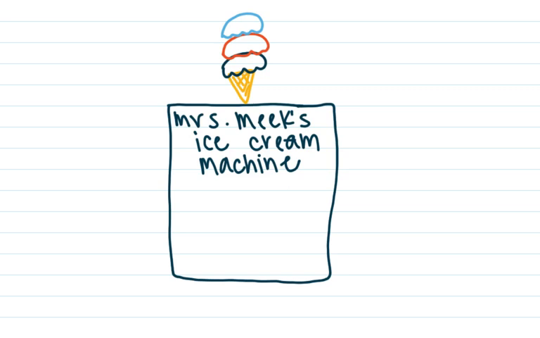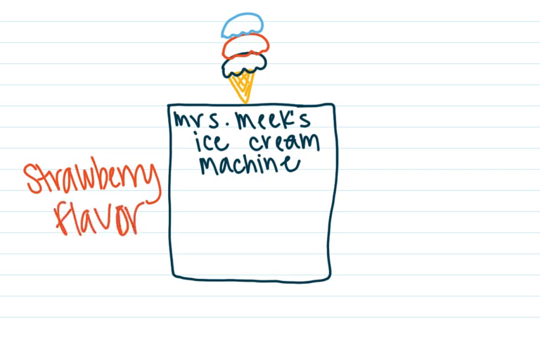First of all, before we even get started with numbers, I want you to think about these tables like a machine. Think about an ice cream machine. So here on the screen you can see Miss Meek's ice cream machine. If I put strawberry flavoring into my machine, what's going to come out of the machine? Or what can you expect to come out of the machine?